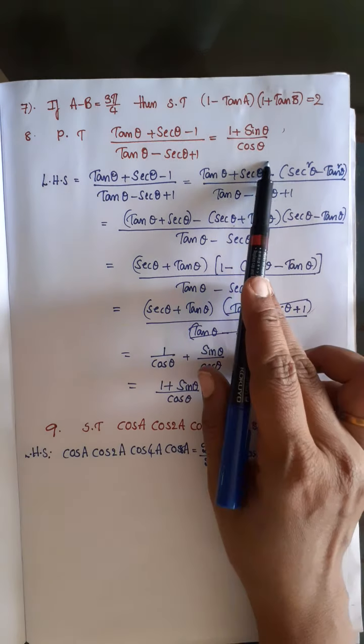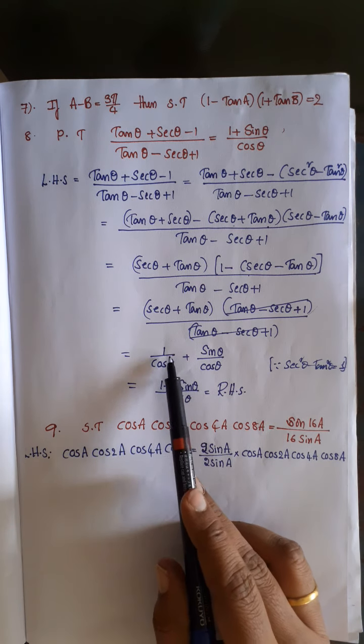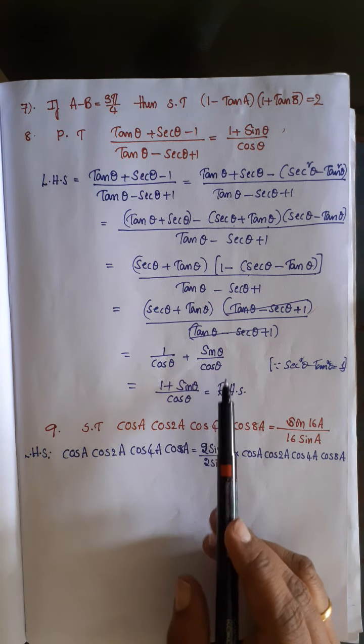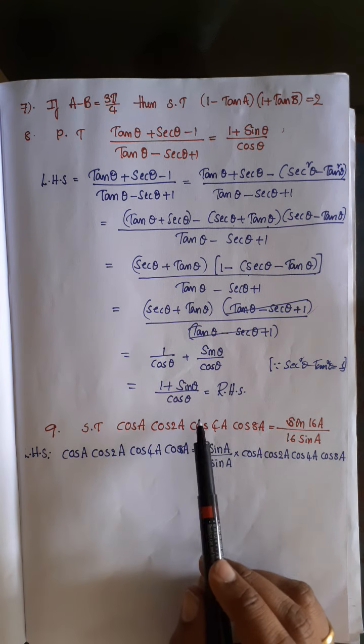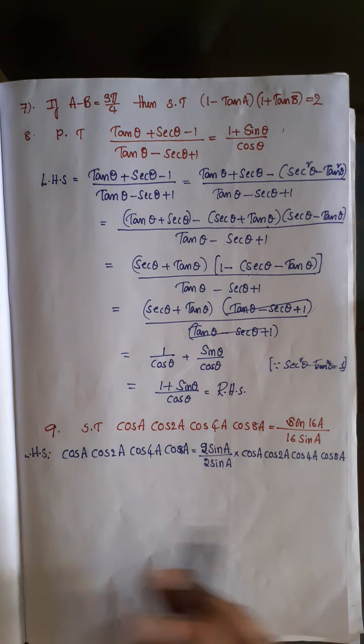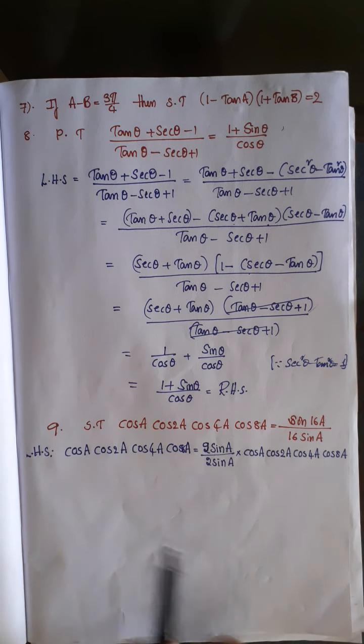Secant, but the answer is in sin and cos. You simplify now. 1 by cos theta plus sin theta by cos theta, 1 plus sin theta by cos theta. This is RHS. So, next question is also very important.